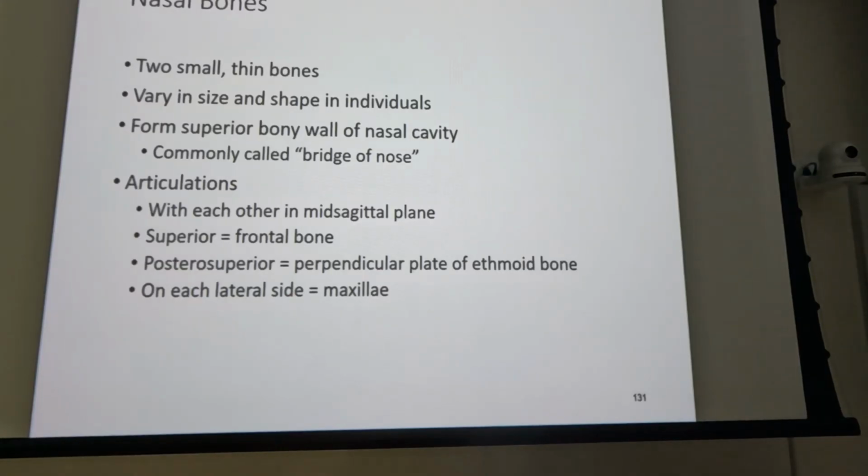So nasal bones: two small, very thin bones that stick out the front. They're fused in a lot of different places. The most obvious is going to be at the frontal bone. They form the superior bony wall of the nasal cavity, and that's what forms the bridge of the nose between that and the suture at the frontal bone. So they fuse with each other at the mid-sagittal plane, superiorly at the frontal bone, and posterior-superiorly with the ethmoid bone and on each side the maxilla. So they've got a lot of attachments. Even though it's a little bitty tiny bone, they've got a lot of attachments.